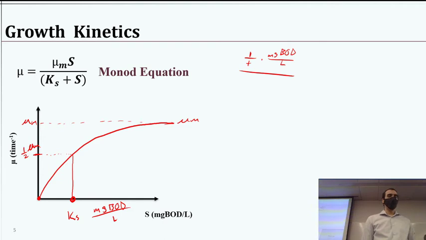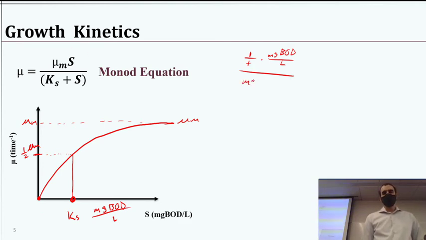So maybe we have a very strong wastewater and our actual S is over here. And so in that case, this KS would be added to a bigger number. Or maybe we have a very weak wastewater and our S is over here. You can see that's going to be changing our specific growth rate. And it's just changing based on this equation here.